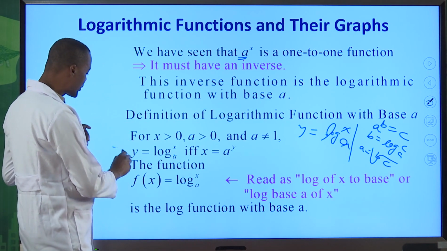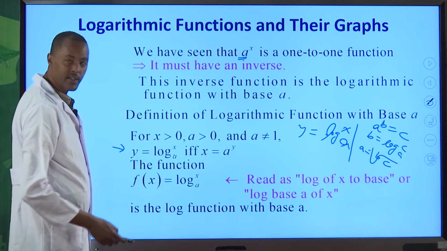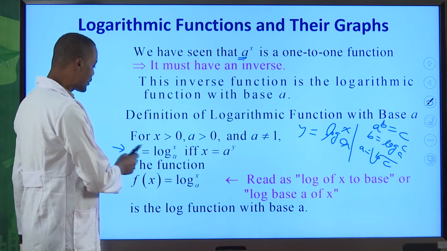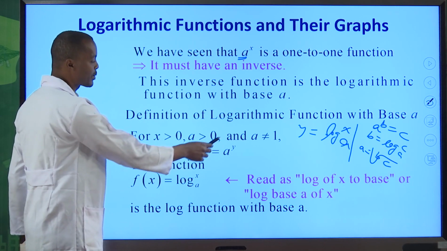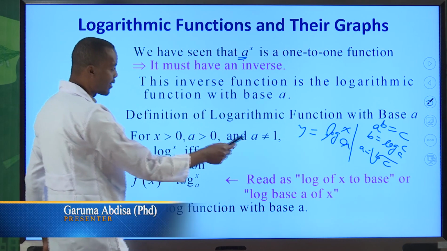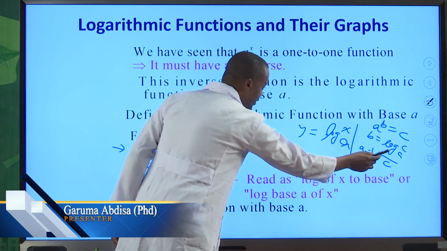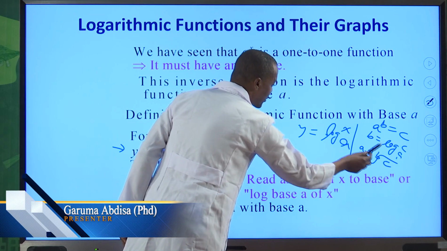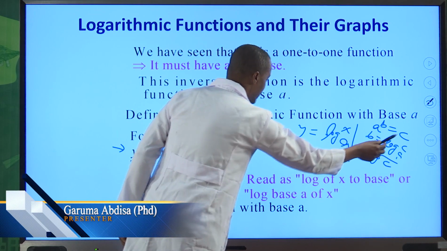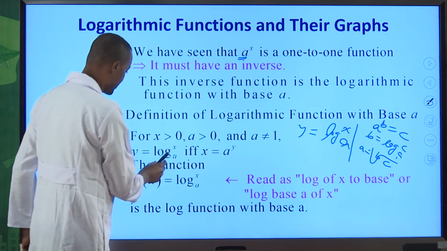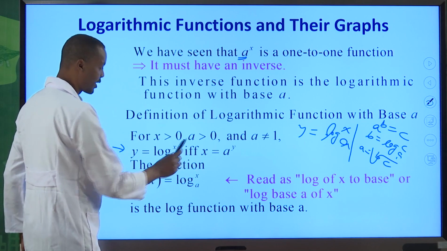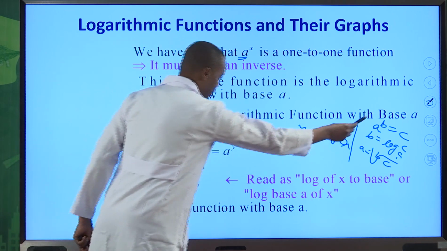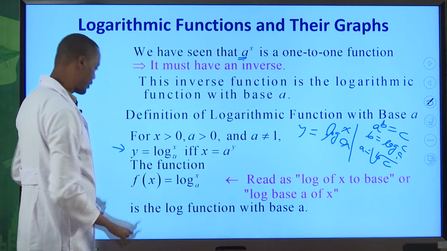So the property that you see here is the direct consequence of that. Y is equal to logarithm of x to the base a if and only if x is equal to a to the power of y. If we originally have this logarithm, then a to the power of this b is equal to c. Means this a to the power of this y must be equal to x. Exactly coming from this property, we can write this one.